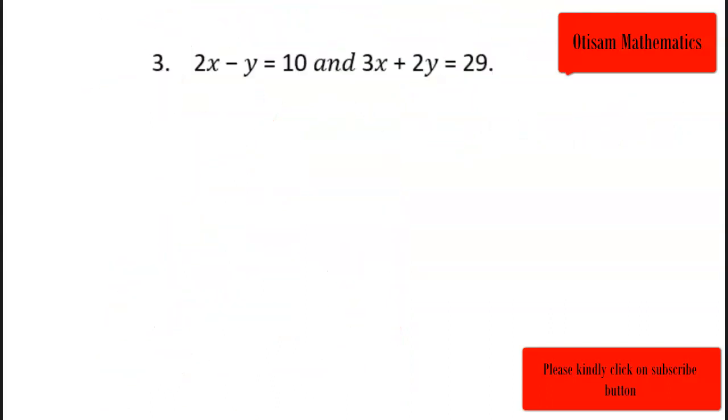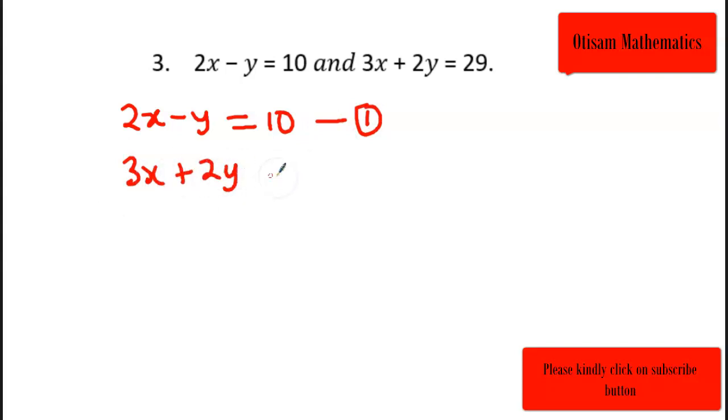Okay. The last example, I want you to pause the video and then try this one. So the first question, 2x minus y is equal to 10. We label it as equation 1. And then 3x plus 2y is equal to 29. Let's label it as equation 2.